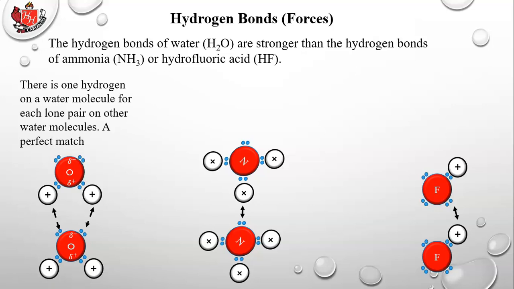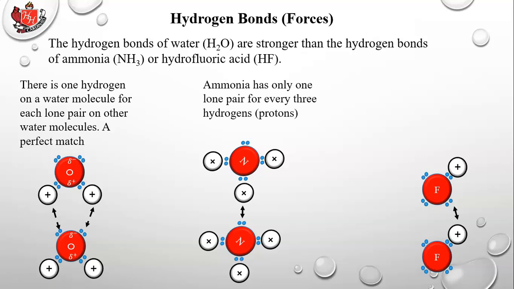So everyone has a dance partner. You go to a dance and there's 50 boys and there's 50 girls and everybody has a dance partner. So there's just as many protons on a water molecule as there are lone pairs. They match up perfectly.